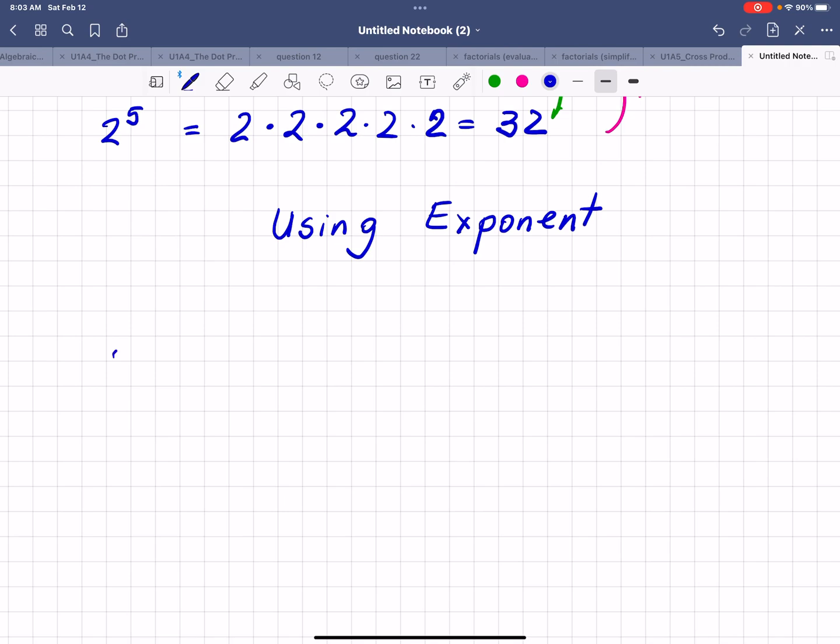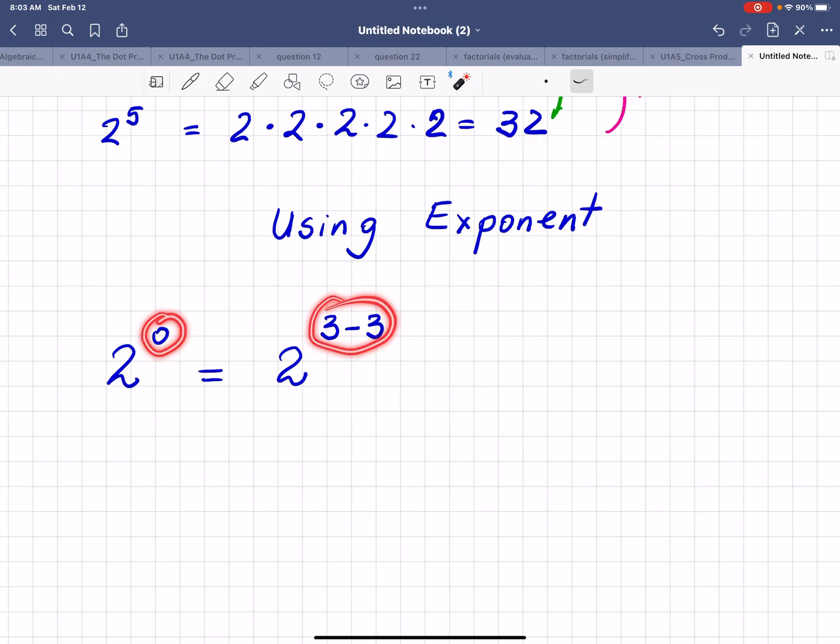If we have to find 2 to the power of 0, we can look at it as number 2 to the power of, and I'm going to pick 2 random powers, 3 and negative 3. So 3 minus 3 equals 0. That can replace this 0. Now, as you can see here, we have the subtraction of the exponents.